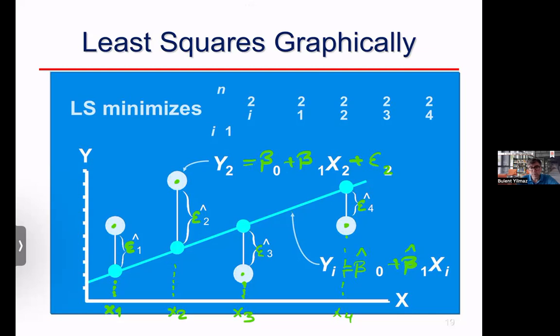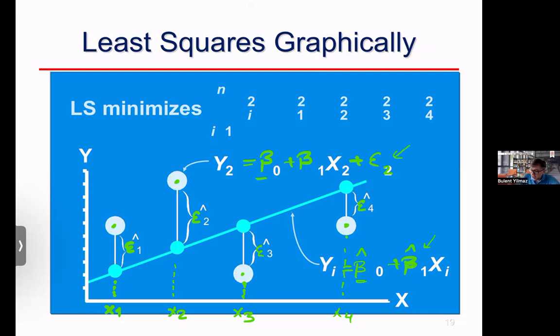Okay, why do I put hat? What's the difference between hat? What is the difference between this one and this one, arkadaşlar? What's the difference between beta 0 and beta 0 hat? What is the difference between these two? One of them is the actual population. The other one is the sample, right? You got the main idea.